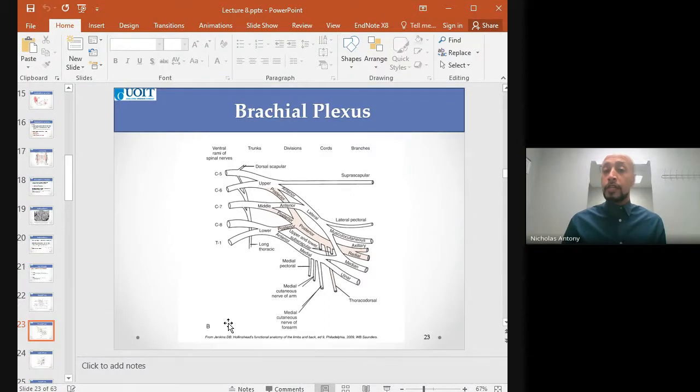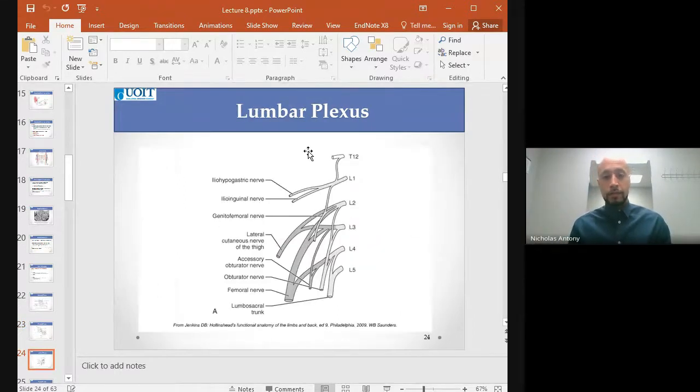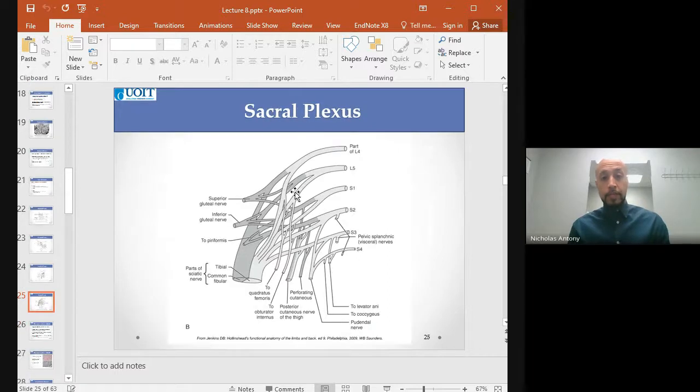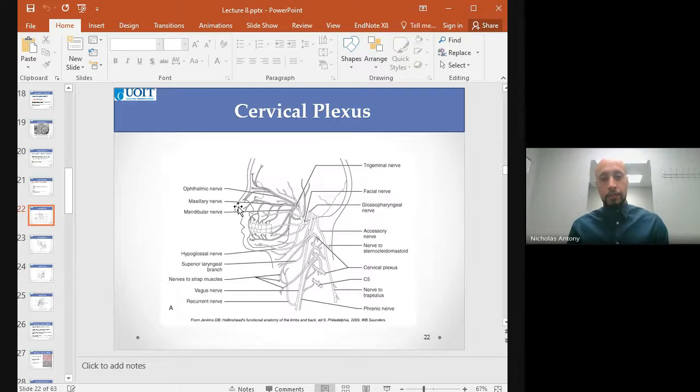So do we all understand the difference between peripheral nerves versus spinal nerves? The spinal nerves come out and then recombine like this to create the peripheral nerves. Here we have the lumbar plexus. Sacral plexus is the sciatic nerve, look how big it is. And up here we have our cervical plexus.